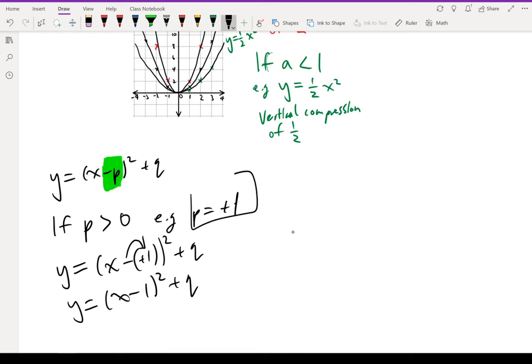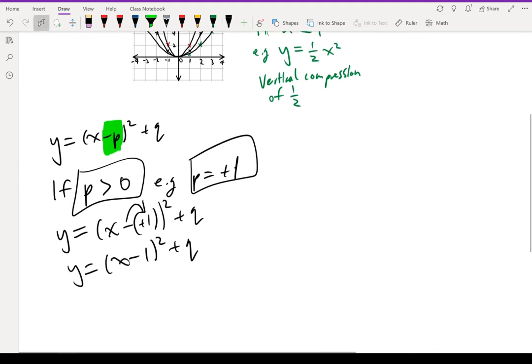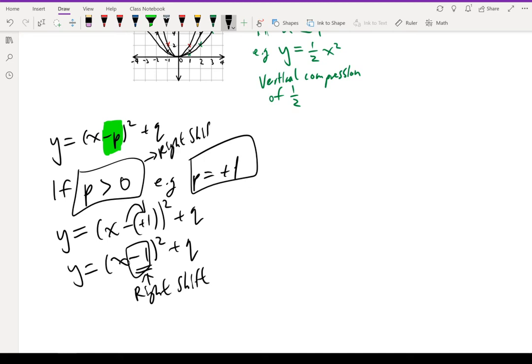So if our p value is greater than 0, our resulting equation will be x minus 1. Then, as I have been saying in my lessons all along, if this value over here is negative, if it's minus, then it's going to be a right shift, which is the same as what the textbook says. The textbook says if p is greater than 0, then there would be a right shift.